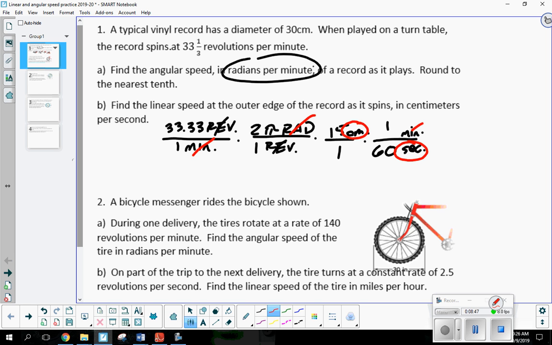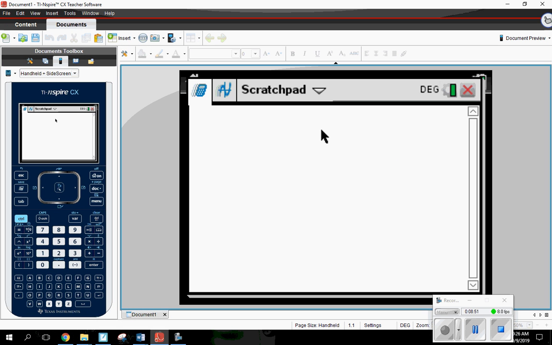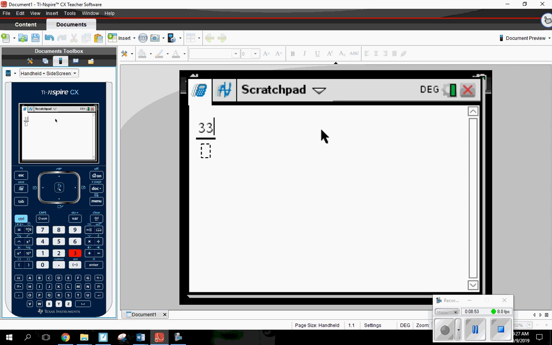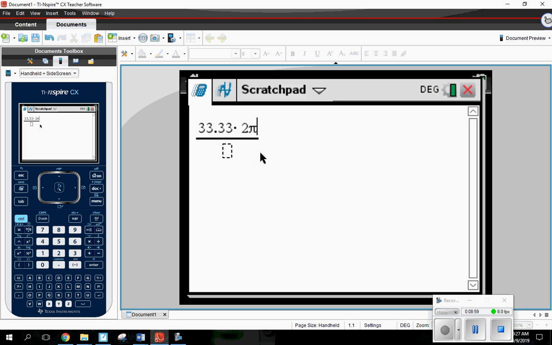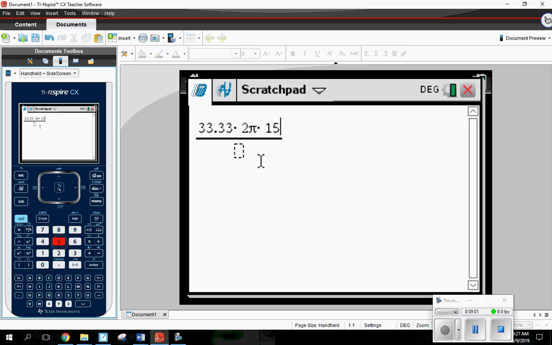So I'm going to multiply 33.33. Okay, let me go ahead and put this all in one big fraction. So 33.33, then it was times 2 pi. Remember, pi was at the bottom left of our calculator. Times the radius of 15. And I believe that was it, right? Divided by 60.